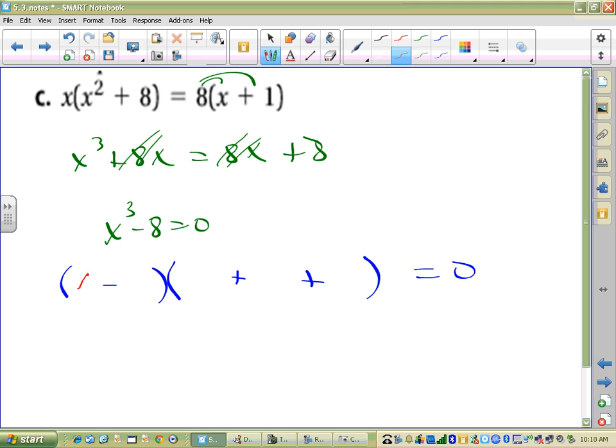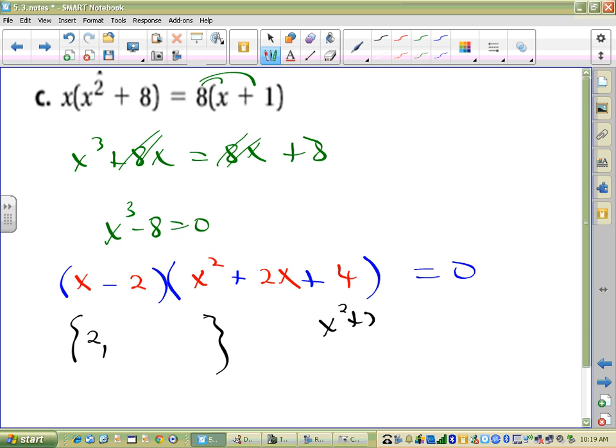Cube root of x cubed is x. Cube root of 8 is 2. Got to know that. How'd you know that? Well, what times what times what is 8? 2 times 2 times 2 is 8. x squared is x squared. 2 squared is 4. 2 times x is 2x. What about the signs? The signs are what the signs are. Okay? So I know one of my zeros is 2 and the other ones are a mystery.